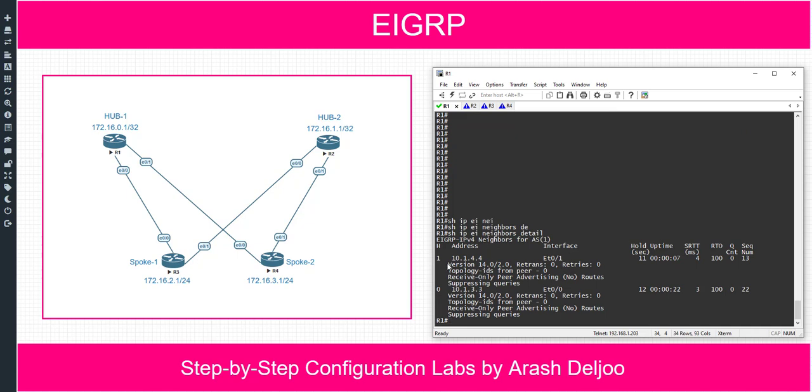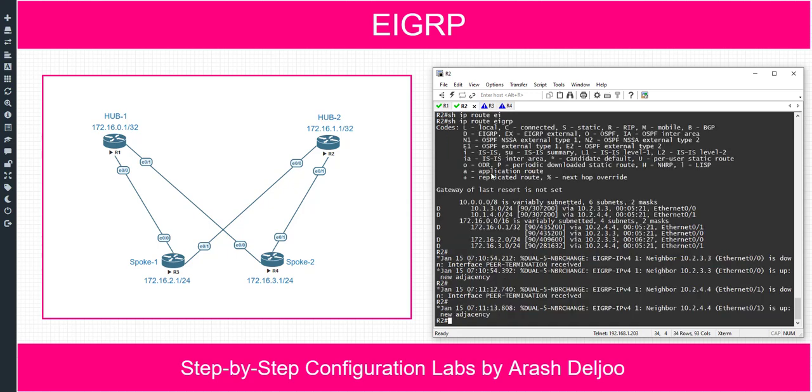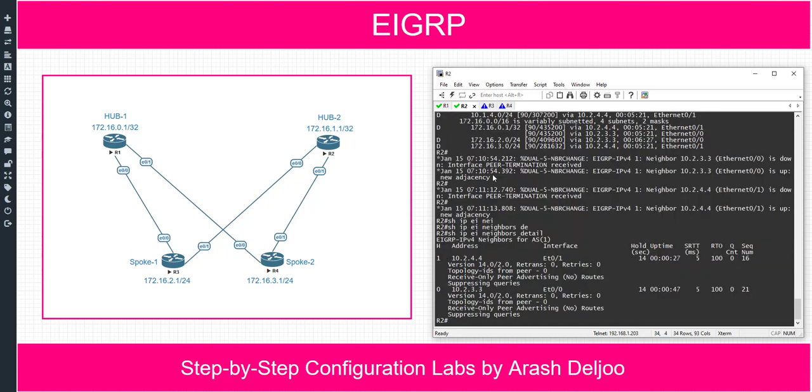Then in router 1, if you check the neighborship table, show ip eigrp neighbors detail, you will see that we have two neighbors, router 3 and router 4. Both of them are receive-only peers, and because of that they don't advertise any networks or routes to router 1 and also to router 2. In router 2, show ip eigrp neighbors detail, we have a similar condition.